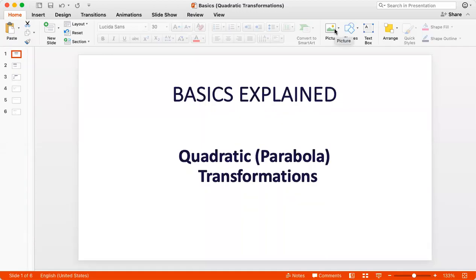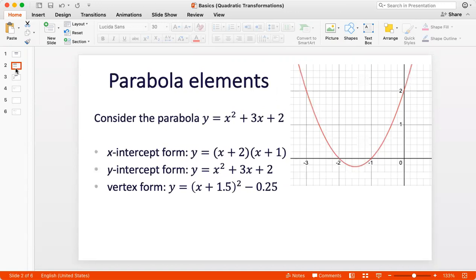In today's video, we'll discuss the basics of quadratic transformations. Quadratic functions when graphed on the coordinate plane are parabolas. So this is effectively a video on transformations of parabolas. So let's begin. The first thing we need to be comfortable with is the representation of a parabola and the three forms of the parabola that you should know for the SAT or the ACT.